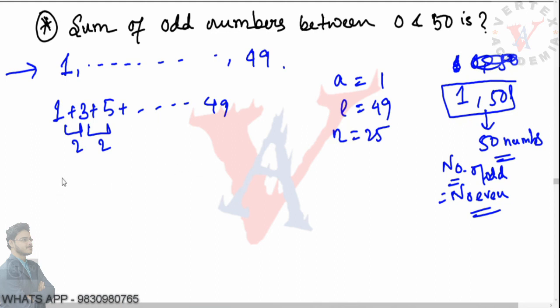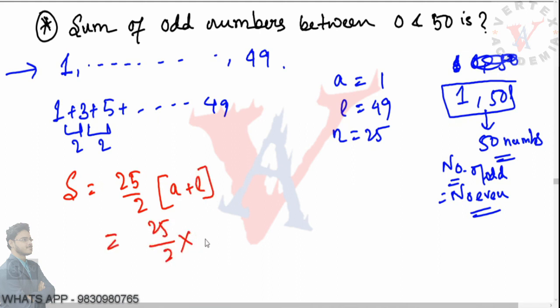Okay, so now it is easy. We just have to find the sum. So putting in formula, sum equals n by 2 into a plus l, so this is 25 by 2 into, what is the last term? L is 49, right? So a plus l is 50. So this is 25 into 25, which is 625.